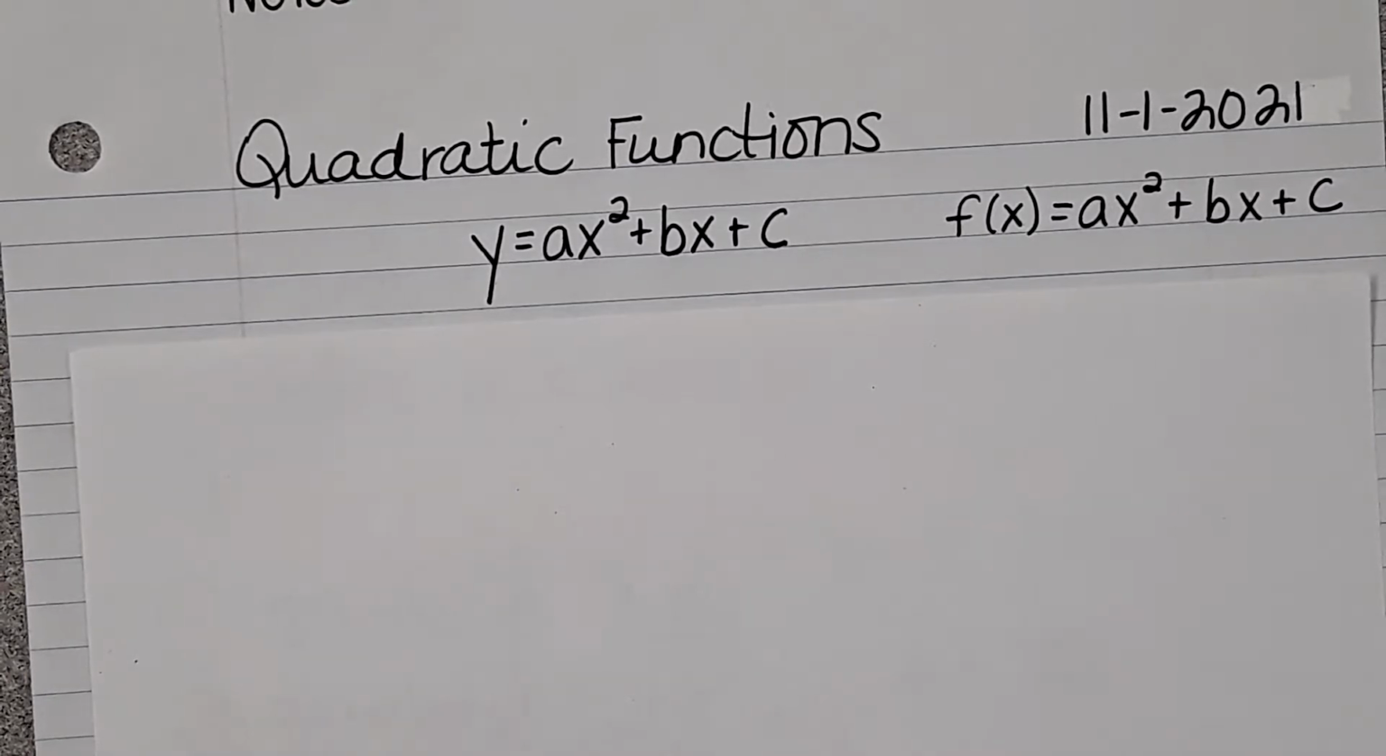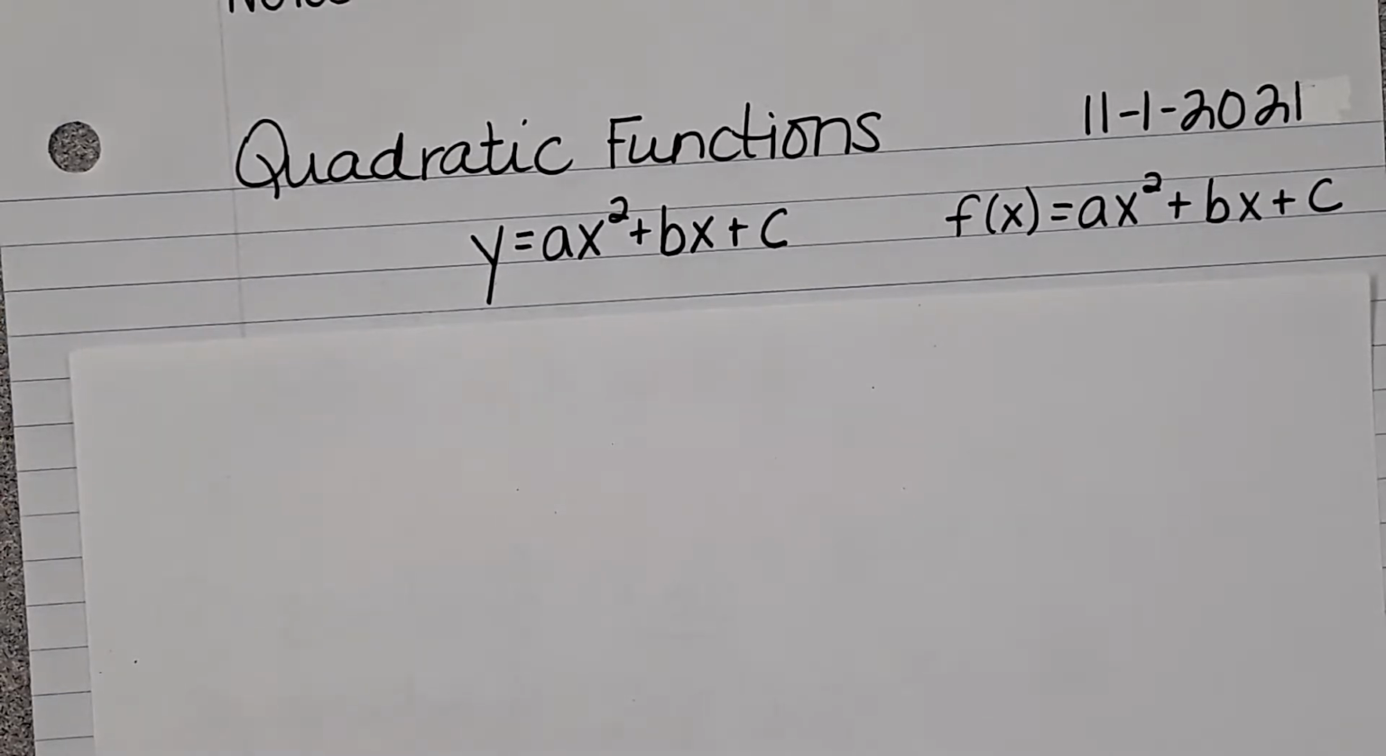Okay, so the first thing that we're going to do is we're going to learn everything that we need to find in order to graph a parabola. So the first thing I want to ask you is, what is a y-intercept? It's where the line, or in our case, the graph crosses the y-axis.